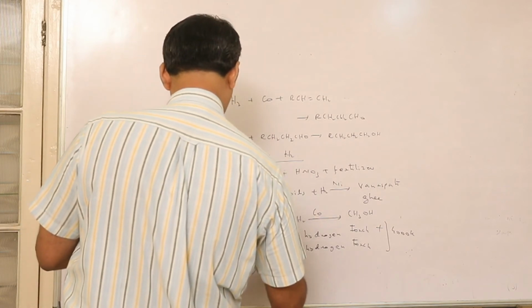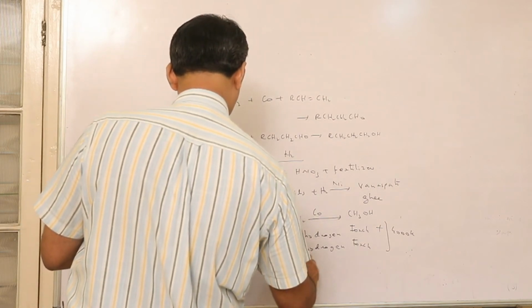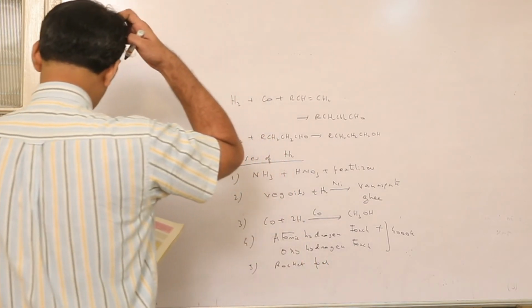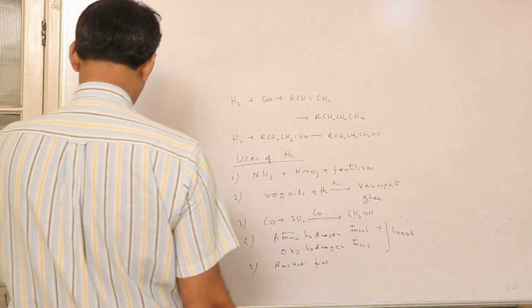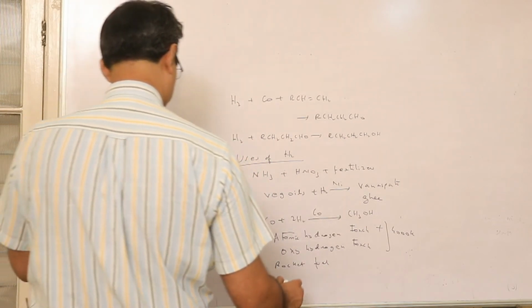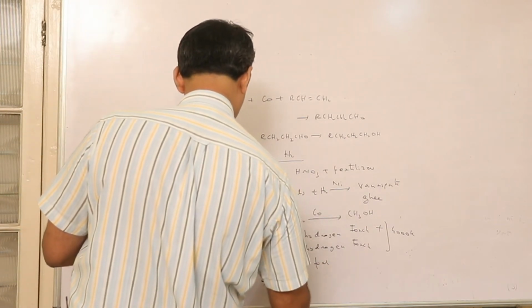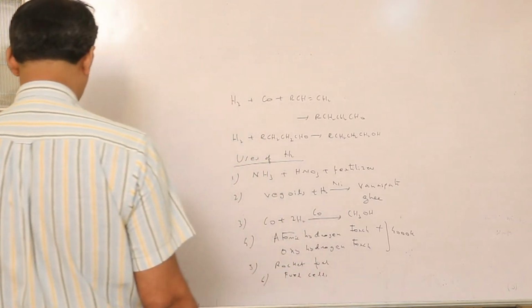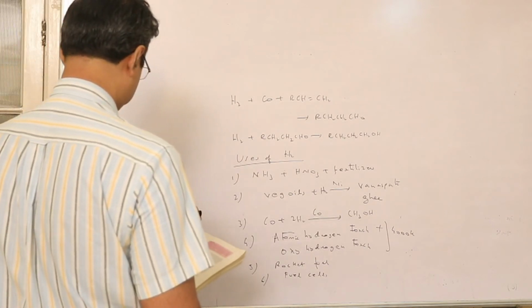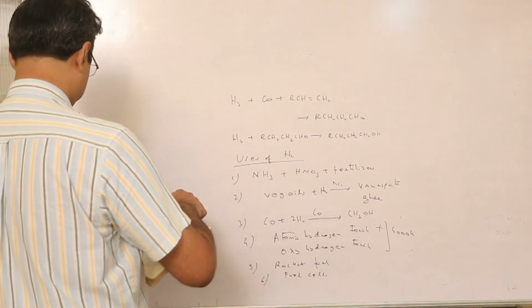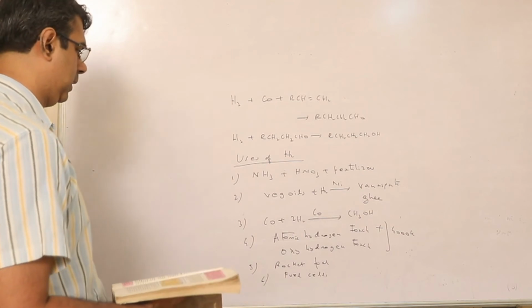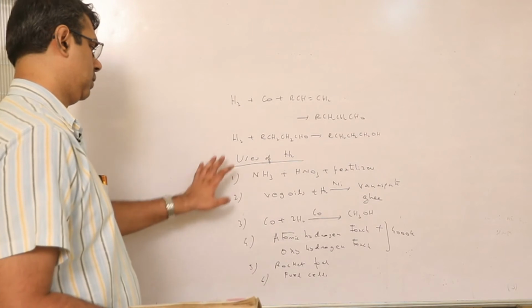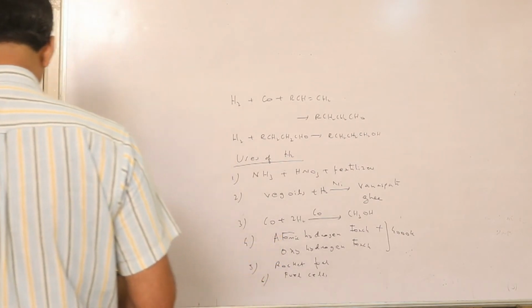Another thing is that hydrogen is used as a rocket fuel. So this is a very important use. And hydrogen is used in fuel cells. So fuel cells are used for generating electrical energy. So compared to many other fuels, it is absolutely non-polluting. That is the advantage. So these are the important uses of hydrogen.